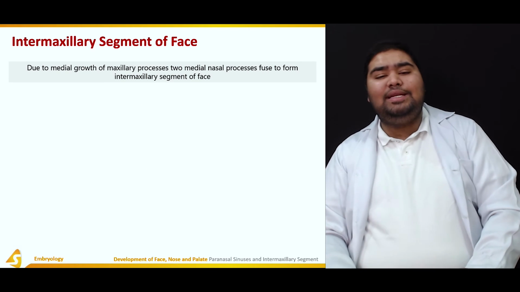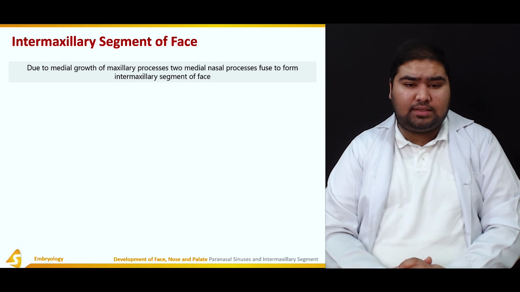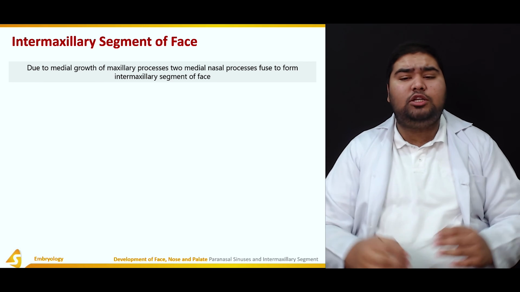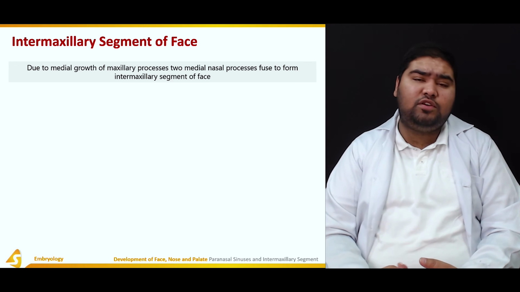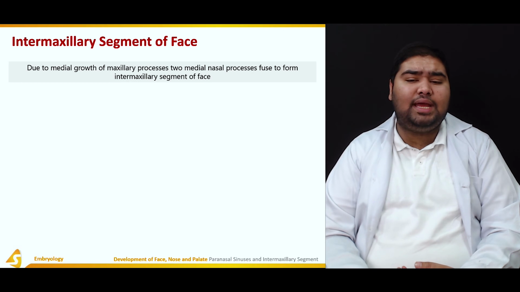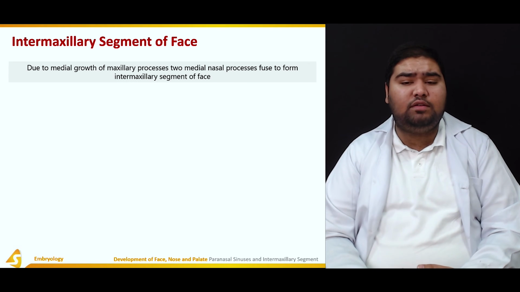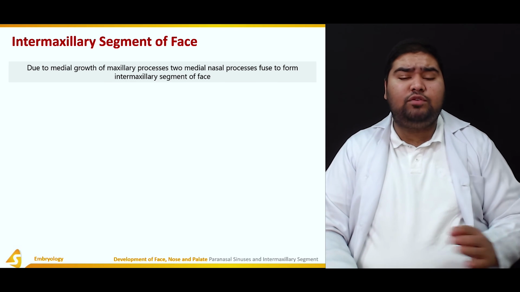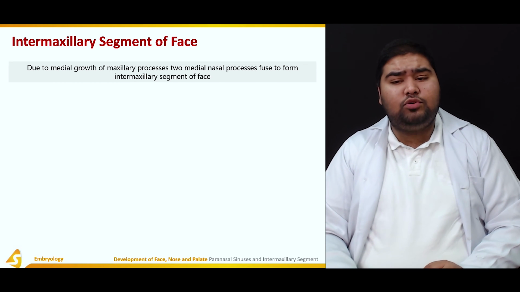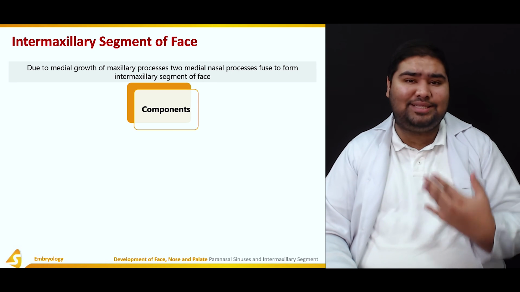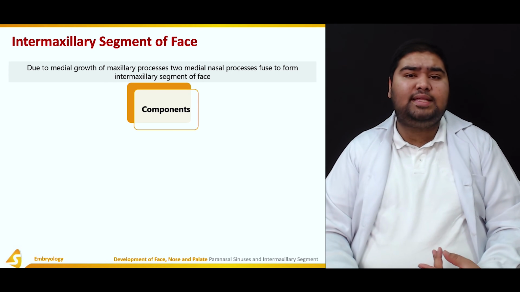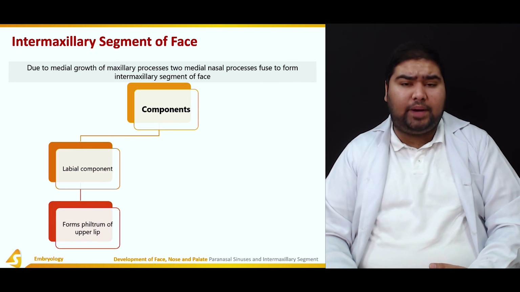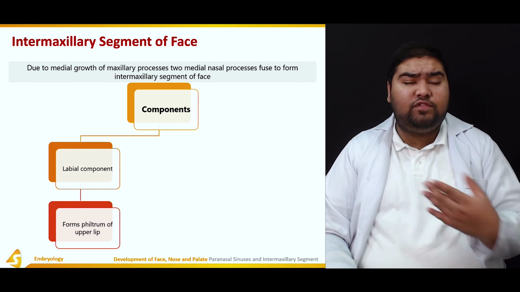Now, moving on to the intermaxillary segment of the face. Due to the medial growth of the maxillary process, the two medial nasal processes fuse to form the intermaxillary segment of the face. So the intermaxillary segment is formed by the fusion of the maxillary process and the two medial nasal processes. It has three components. The first component is the labial component. The labial component forms the philtrum of the upper lip.